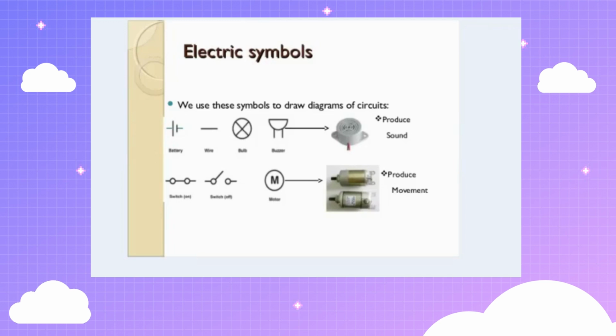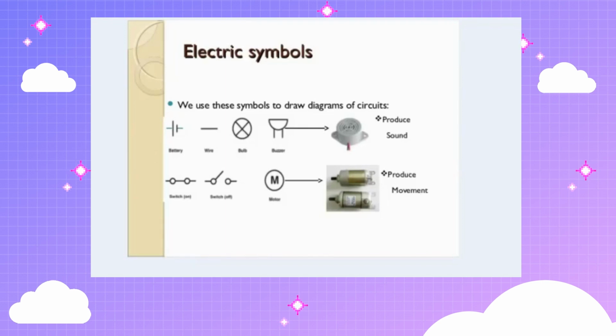Then you see the bulb. The bulb is a circle with a cross inside it. And then the buzzer: you make the upper side like a bow, and then the lower side like a cylinder. Okay, so this is a buzzer. If you don't understand the buzzer, they have shown you in the picture what the real buzzer looks like.